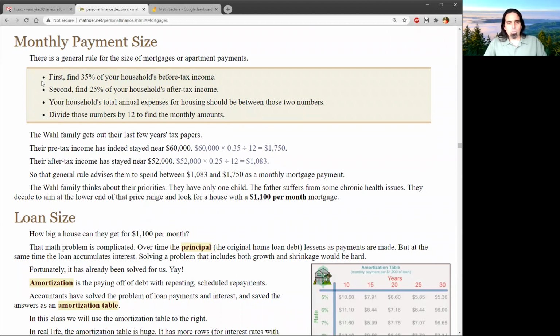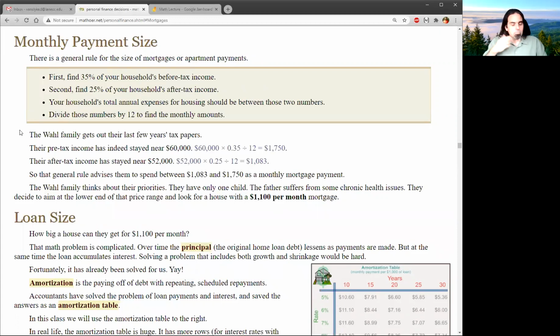First, let's look at 35% of your household's income before taxes. And second, we'll find a quarter of your after-tax income. Your total annual expenses for housing should be between those two numbers. And that's annual, so that's for the whole year. To find the monthly payment that makes sense for your budget, you would divide by 12 to go from a year to months.